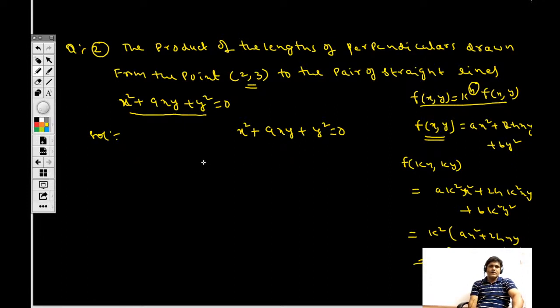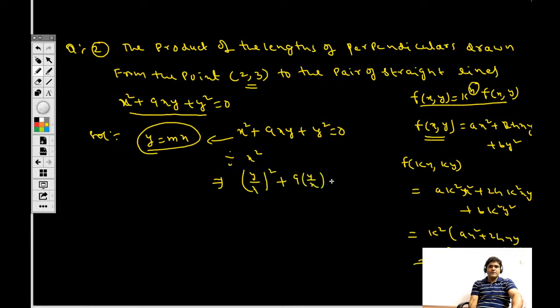Then what is the method? You divide throughout with what? x square. It represents the two lines which pass through the origin, that is, of the form y is equal to mx. You divide throughout with x square. Then what can you write here? y square by x square, that is y by x whole square, plus 9 y by x, plus here you will have 1 is equal to 0. But y by x equal to what? m. From here y by x equal to m. Therefore m square plus 9m plus 1 is equal to 0.